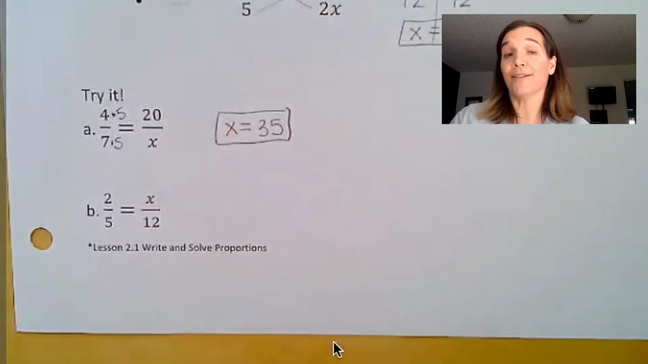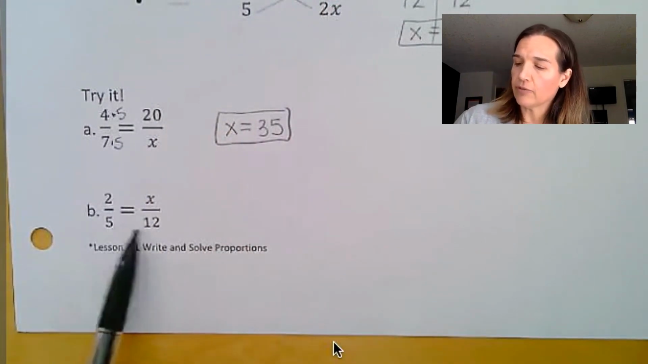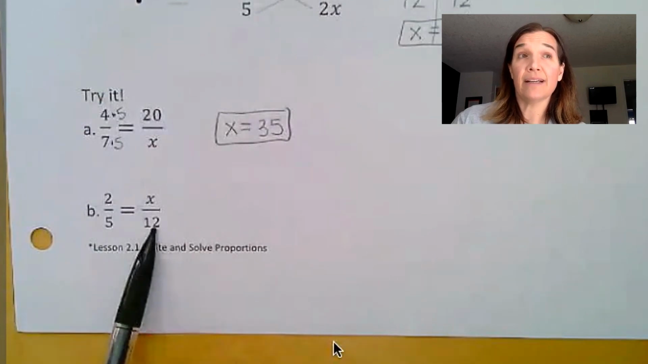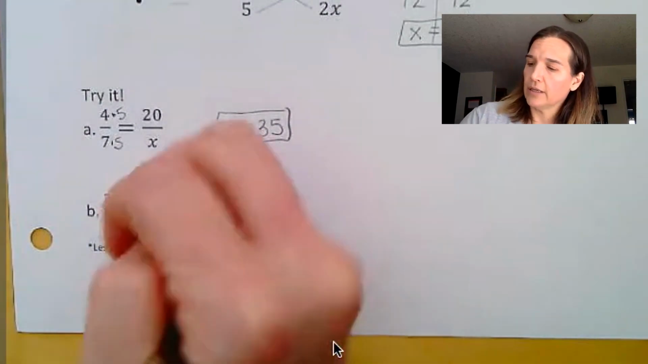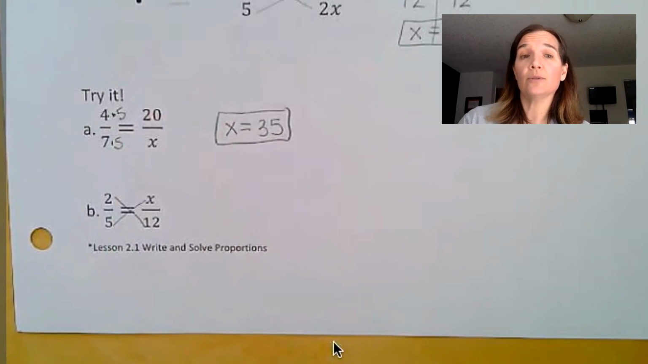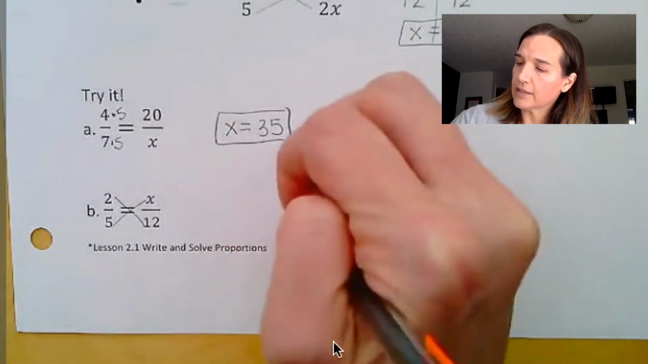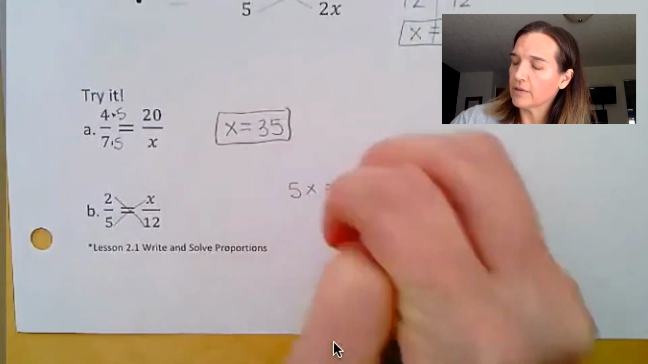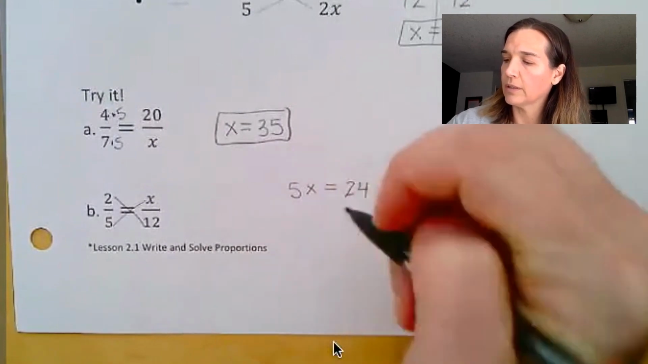Notice that way is a lot quicker. But the next one I want to solve, I notice that to get from 5 to 12, I multiply by, it doesn't work out so nicely. So this is where we go back to cross products. I'm going to multiply things across from each other and set them equal to each other. So we'll start with 5 times x, that's our 5x. And we have 2 times 12, that's 24.